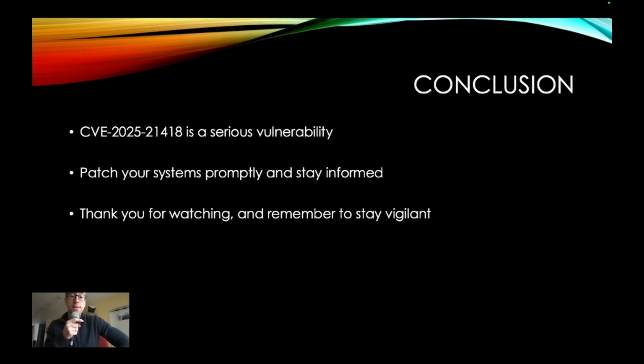In summary, CVE-2025-21418 is a critical vulnerability in the Windows networking driver that was exploited before a patch was available. It's essential to keep your system patched and follow the best security practices to protect your security and privacy.